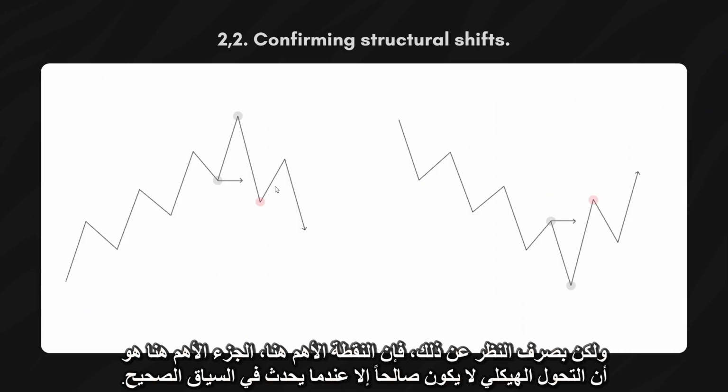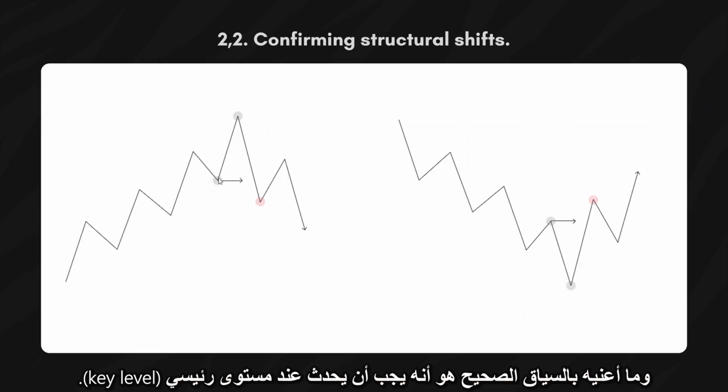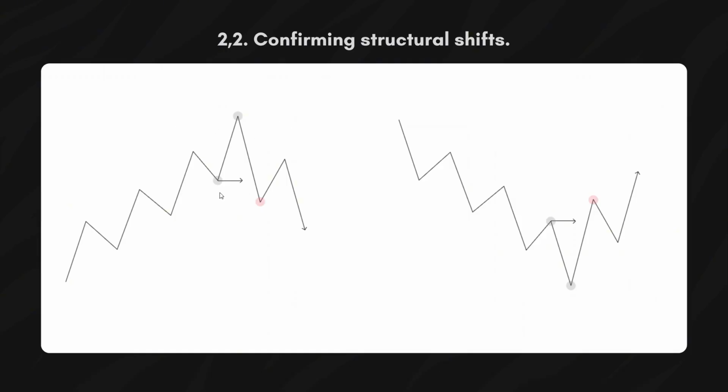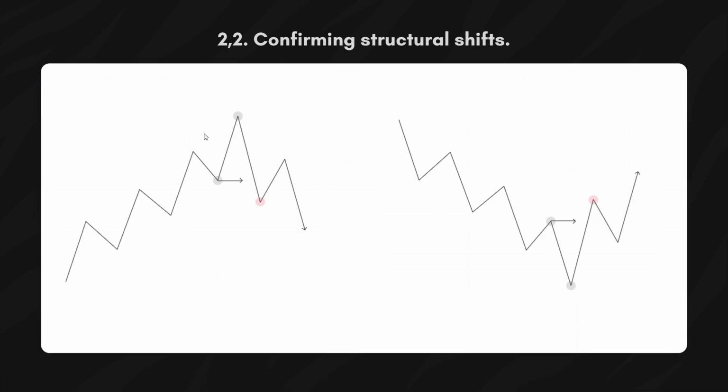But apart from that, the most important part here is that a structural shift is only valid when it happens in the right market context. And what I mean by the right context is that it has to occur at a key level. There must be a premium key level right here for this structural shift to be considered valid. It also has to occur at a key time, and it would be even better if it has an SMT with a correlating asset or pair.